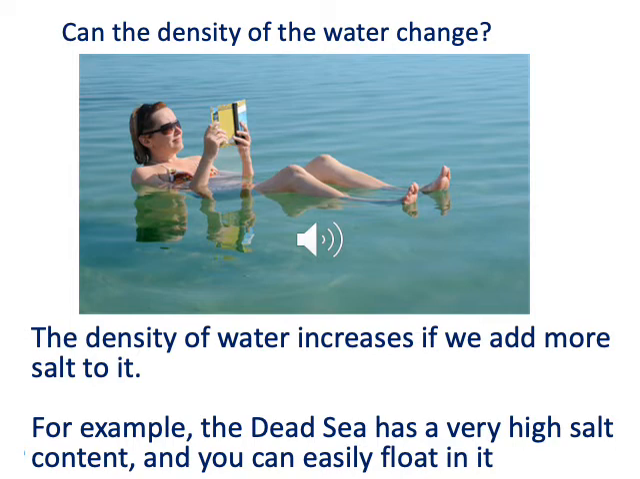So for example, salty water has greater density than normal water. Now for example, I'm not sure if you've heard of this area called the Dead Sea. It's somewhere near Israel and Russia or Palestine, that kind of area. It has a very, very high salt content. So what that means is, you go there, you can literally sit and read a book in water. That's how dense the water is.